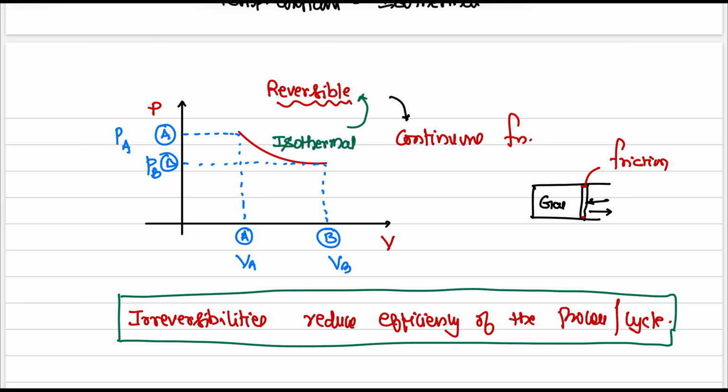And we are not considering irreversibilities here. We are considering only the reversible isothermal process. It is like this, and this particular curve is called an isotherm, at a constant temperature. The PV curve is called an isotherm.